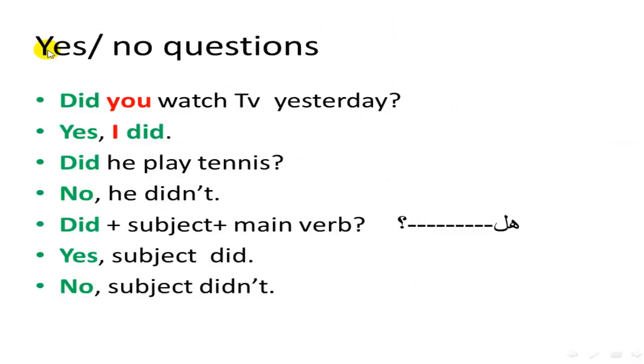Yes, no questions. Example: Did you watch TV yesterday? Yes, I did. Did you? Did you watch TV yesterday? Yes, I did. Did he play tennis? No, he didn't. So this sentence: did, subject, main verb. Yes, subject did. No, subject didn't.